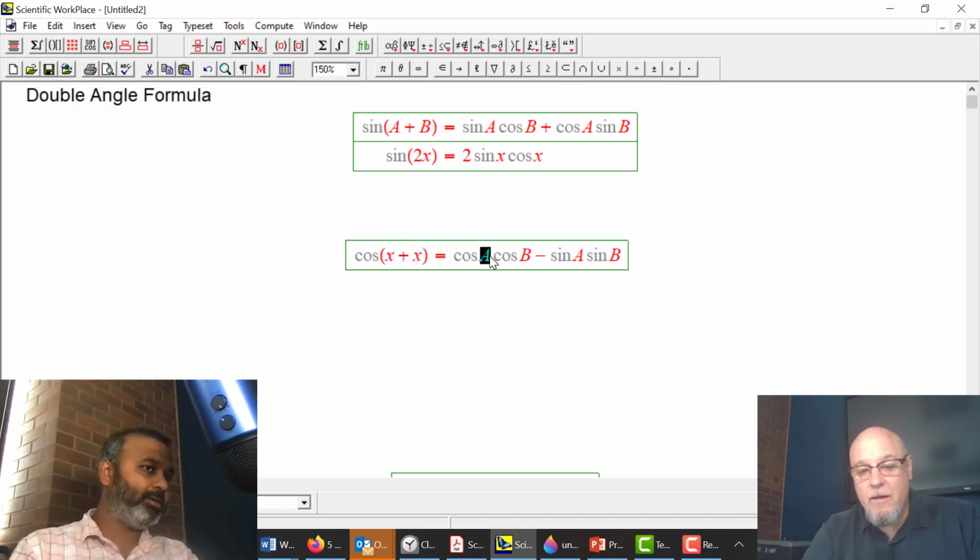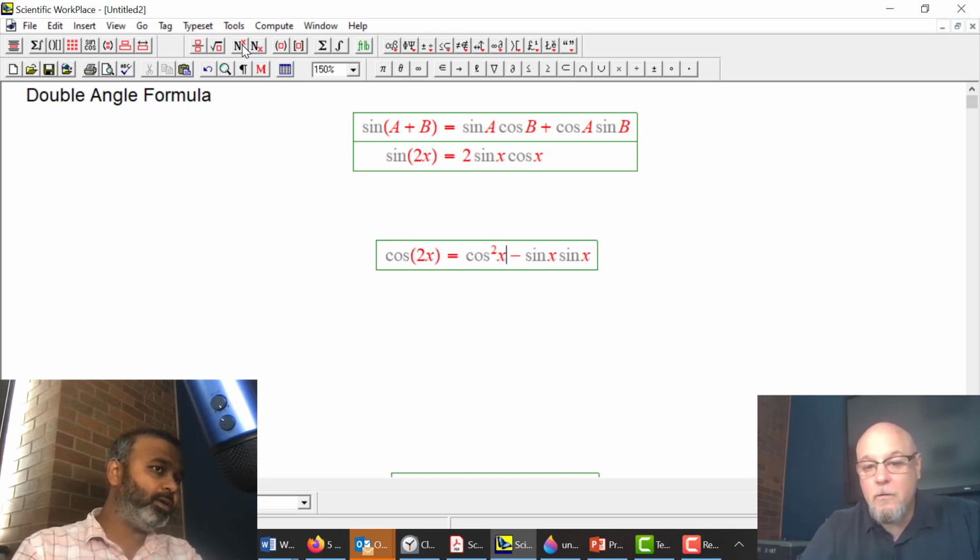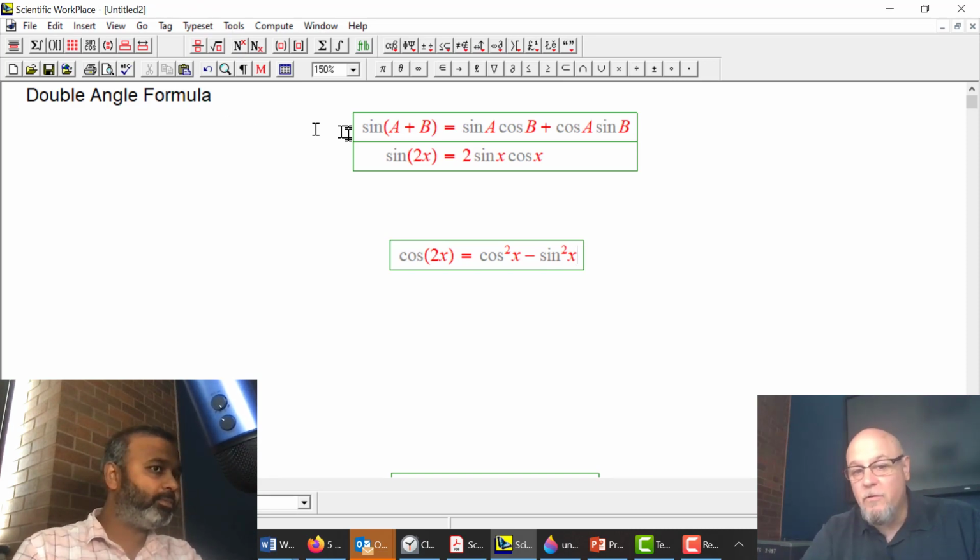And then that would be cos squared, and this would be sine squared. And it can't be cos squared plus sine squared, because that's always equal to 1. So x plus x, 2x. Now here, cos times cos, I'm going to make that cos squared. And sine times sine, I'm going to make that sine squared. There's a double angle formula for sine 2x, and you made a double angle formula for cos 2x.